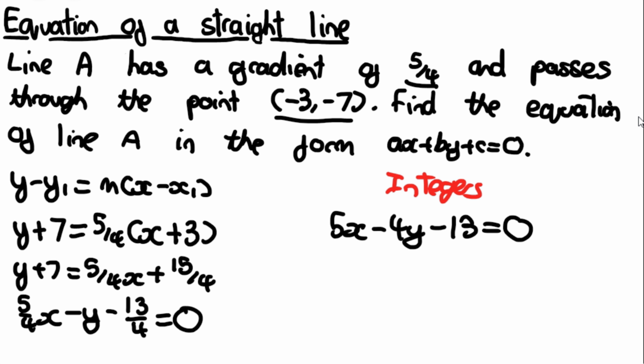But hopefully you're really starting to appreciate the power of this equation here, as all you need to do to really quickly put it into this form, ax plus by plus c is equal to 0, is sub in the gradient and sub in one point on the line, just any point, any coordinate on the line, and you can easily convert it into this form.